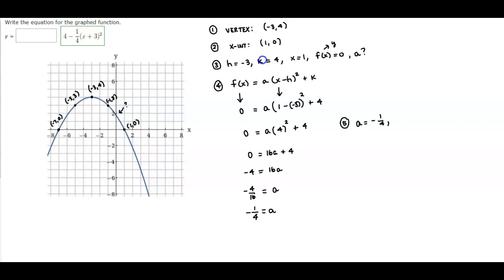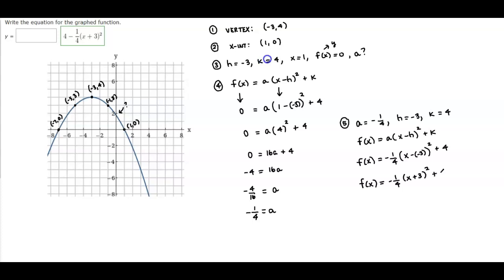We know that the value of h is -3. And we know the value of k is +4. So again, using the standard form of f of x, which is equal to a times x minus h squared plus k, let's plug in the value of a. We know that it's -1/4 times x minus -3 squared plus 4. So ultimately, our function is going to look like this: -1/4 times x plus 3 squared plus 4. And therefore, there is our answer.